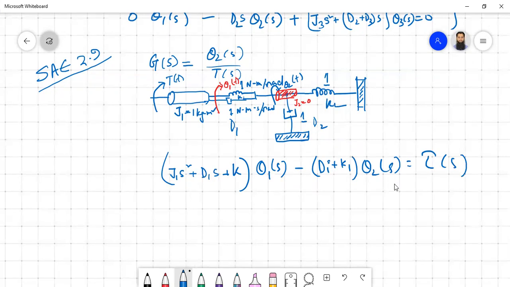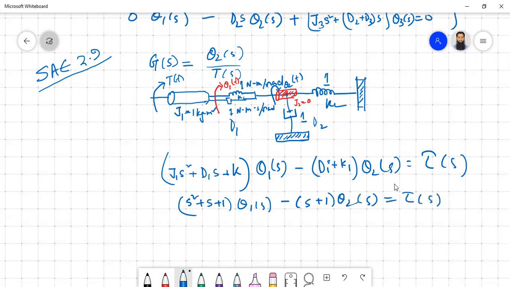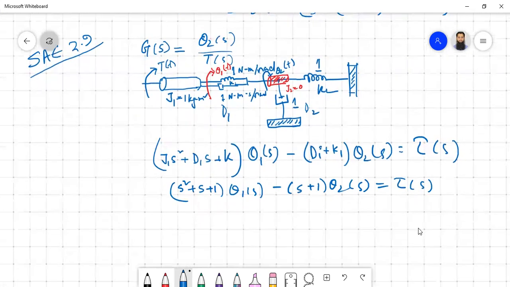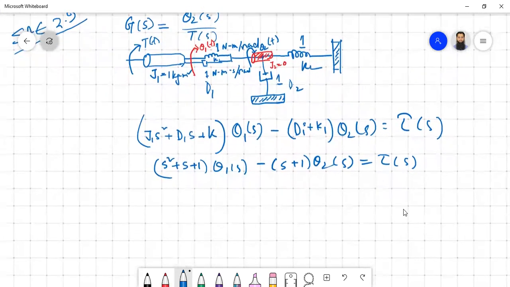Okay, so if you go for the magnitude, what we are going to get is s square plus s plus 1, because all of the quantities are 1. So s square plus s plus 1, theta 1(s), minus (s plus 1) theta 2(s), equal to tau(s). Similarly, we can write the equation for the second angular rotation. The common term is the same, so minus (s plus 1) theta 1(s).